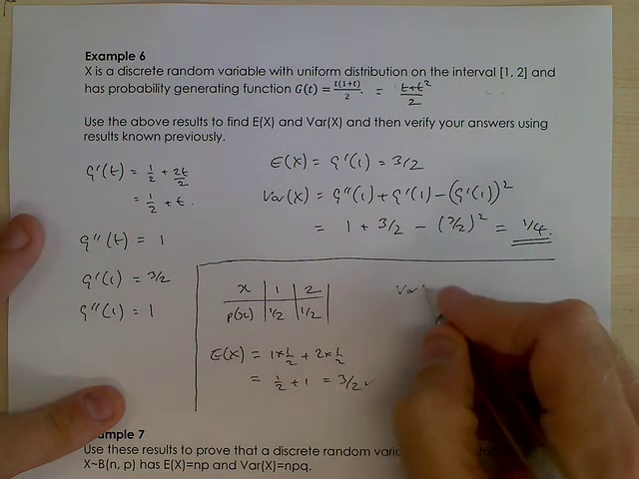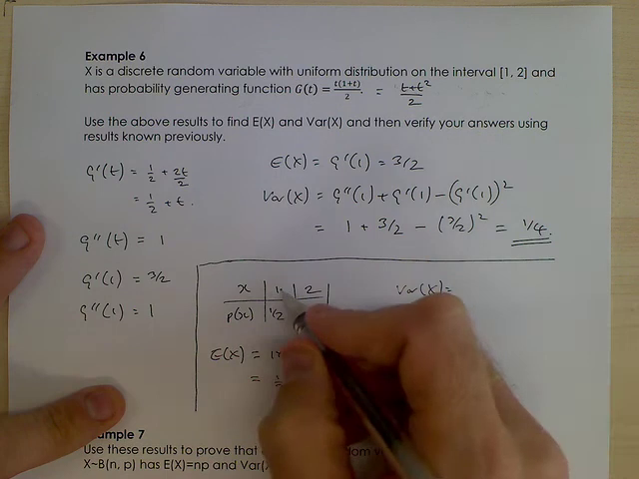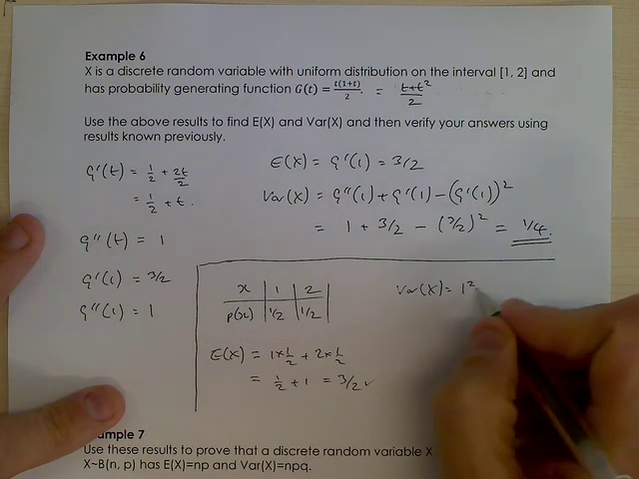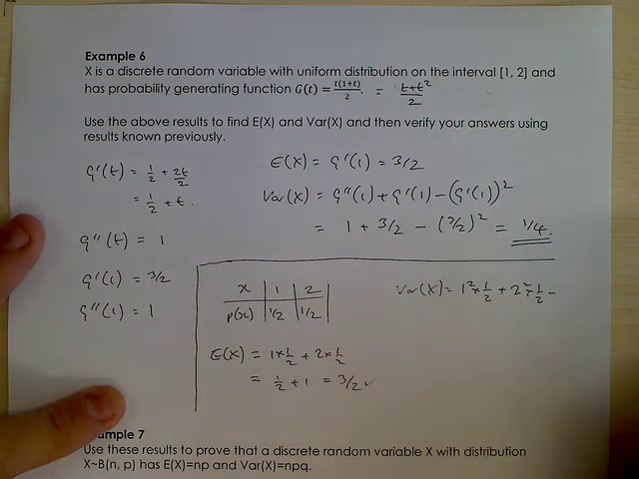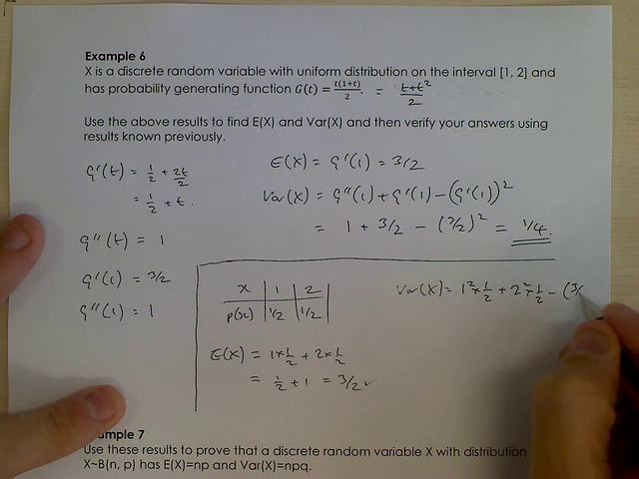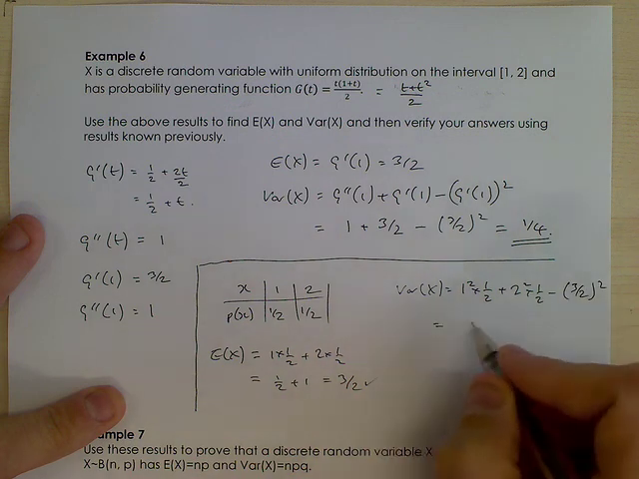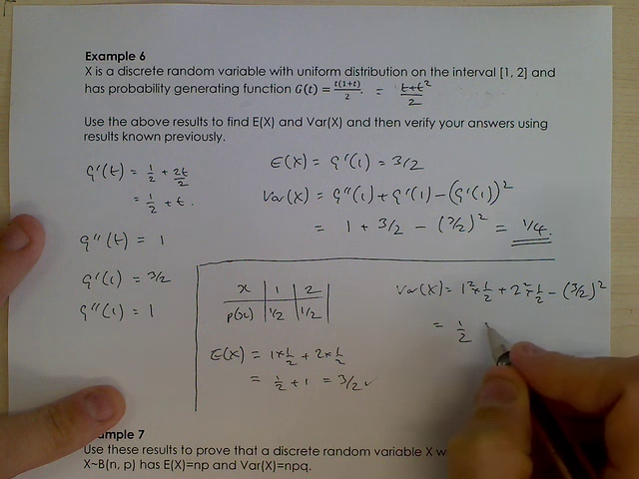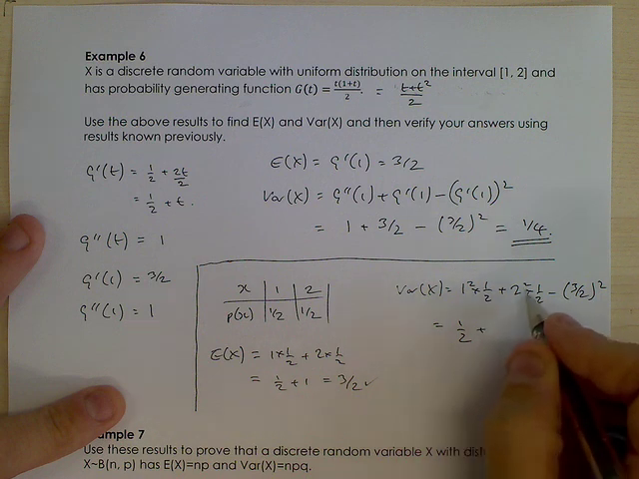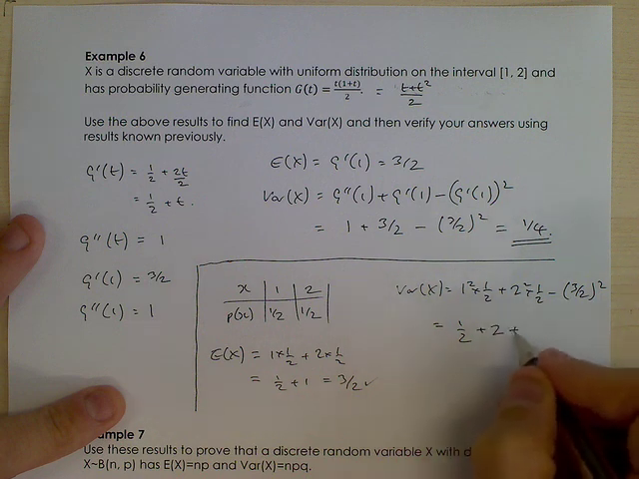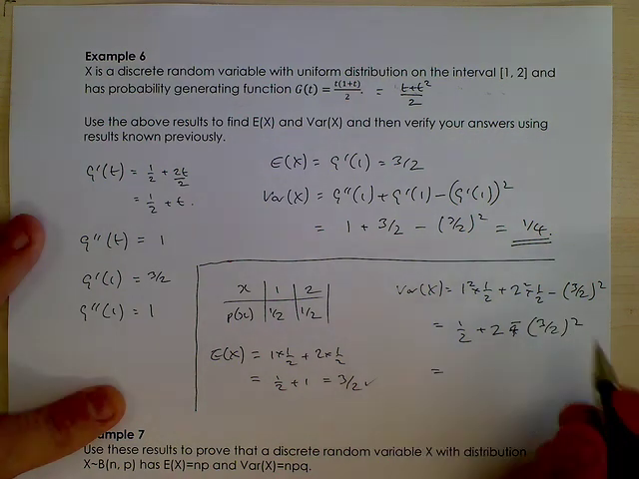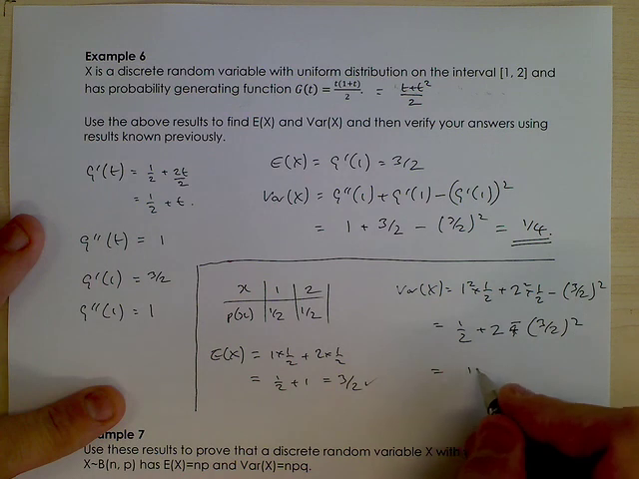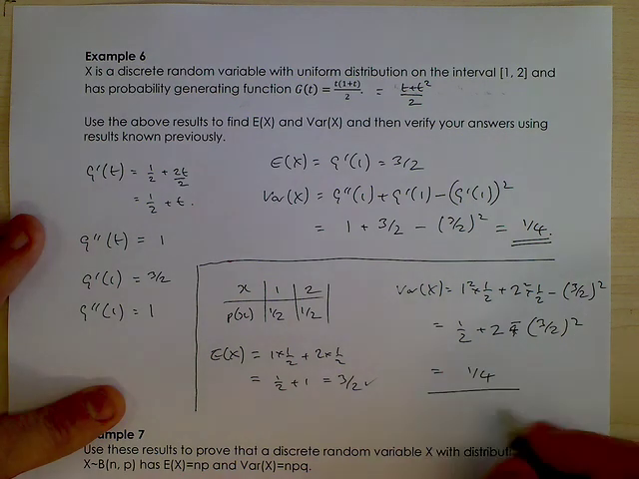And let's do the variance of x, which is x squared: 1 squared times a half plus 2 squared times a half, minus the mean squared, minus 3 on 2 squared. So I've got a half plus 4 halves, which is 5 on 2, minus 3 on 2 squared, gives me, again, 1/4. So I've verified.